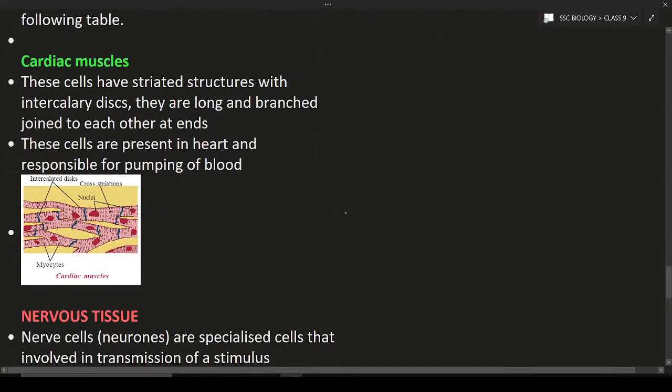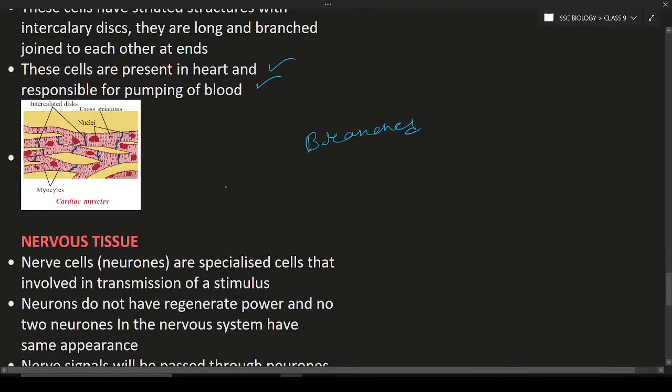So next is the cardiac muscle. What is meant by cardiac? The term cardiac is nothing but heart. These cardiac muscles refer to the heart, so these muscles are present in the heart. These cells have striated structures. Here also you can see striations or lines present in them, and they are branched. They are long and also branched. They have intercalary discs, meaning they have some kind of disc-like structure in them, known as the intercalary disc. They are long and branched, joined to each other. It means one cell is attached to another cell. These cells are present in the heart and are responsible for pumping the blood. So this is about cardiac muscles, nothing more to discuss about it.